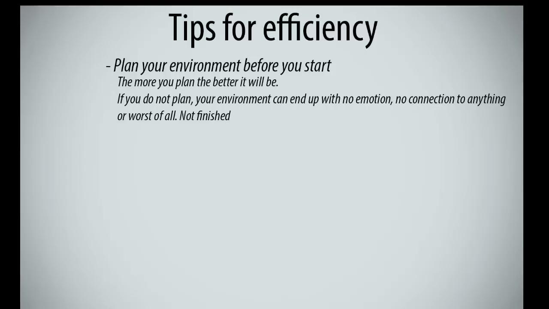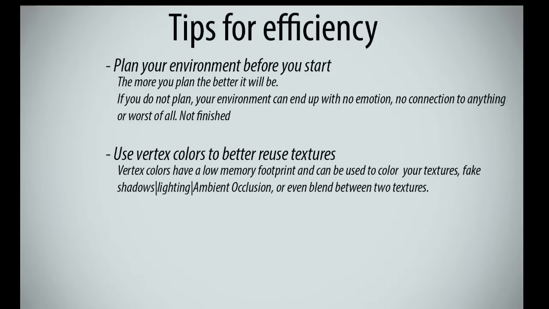If you don't plan, your environment basically can end up with no emotion, no connection to anything, or worst of all, especially for beginners, not finished. The other thing that you can do is use vertex colors to better reuse textures. Vertex colors have a low memory footprint and can be used to color your textures, fake shadows, lighting, ambient occlusion, or as we saw, we can even blend between two textures or four textures as we wish.